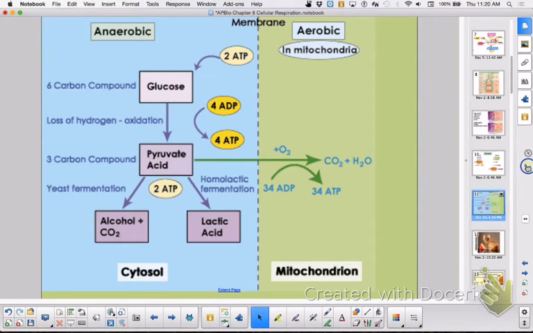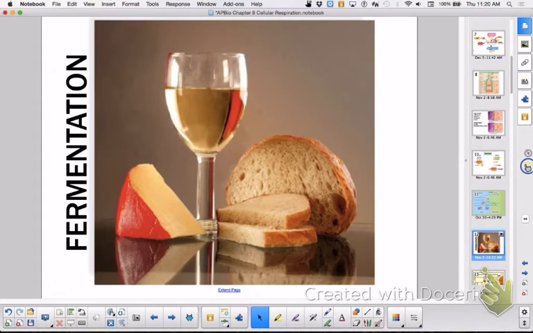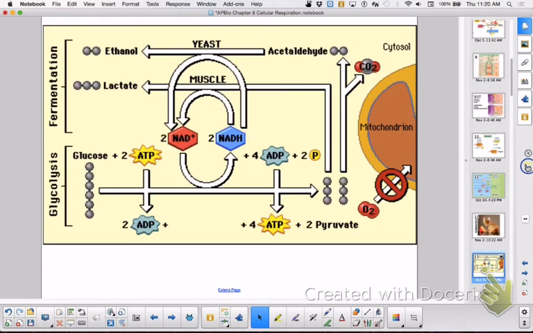Take a look at this picture right here. This is how it's used in industry. Here we're going to do glycolysis. How many carbons do you see here? 6. What are we going to do? Break it in half. How many steps? 10. How many enzymes? 10.